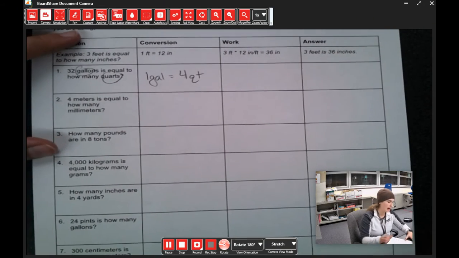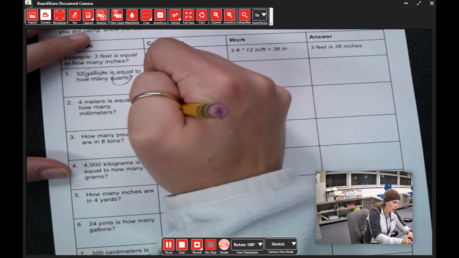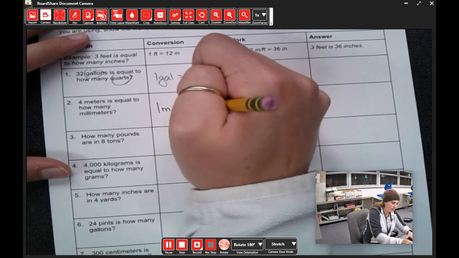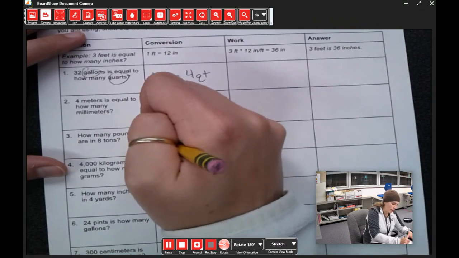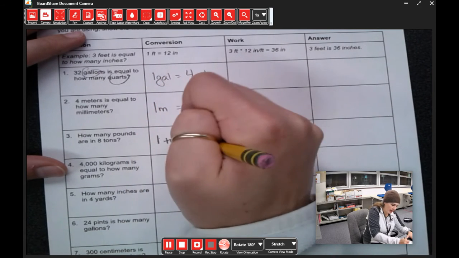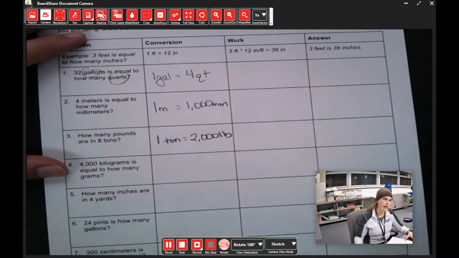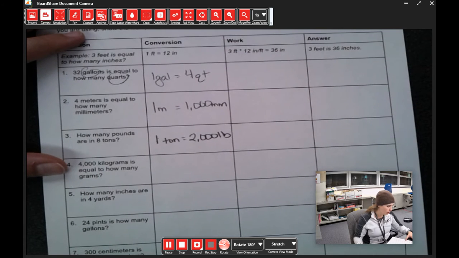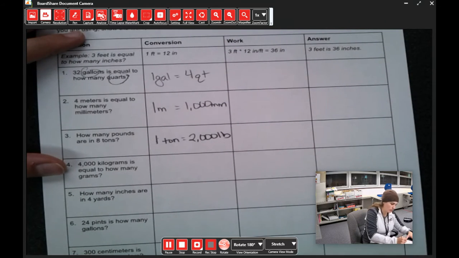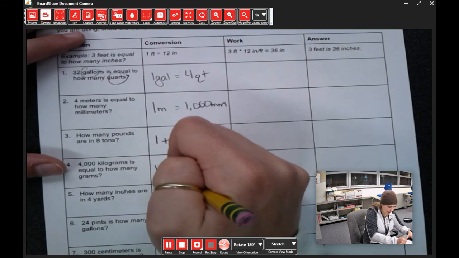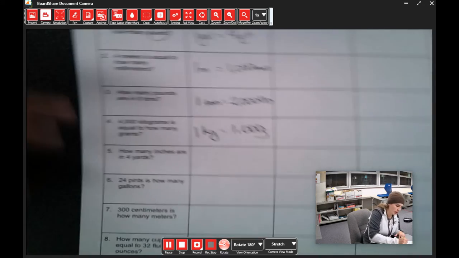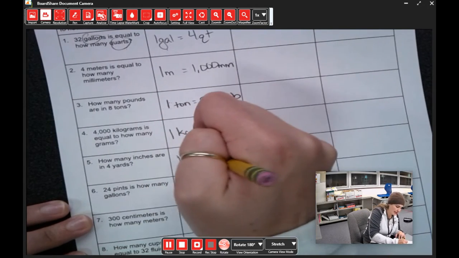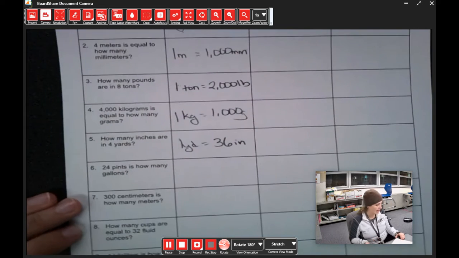4 meters is equal to how many millimeters? I know 1 meter equals 1,000 millimeters. How many pounds are in 8 tons? Well, I know 1 ton is 2,000 pounds, so I will be using that conversion there. 4,000 kilograms is how many grams? I know 1 kilogram is 1,000 grams. How many inches are in 4 yards? Well, 1 yard is 36 inches, so that's my conversion there.